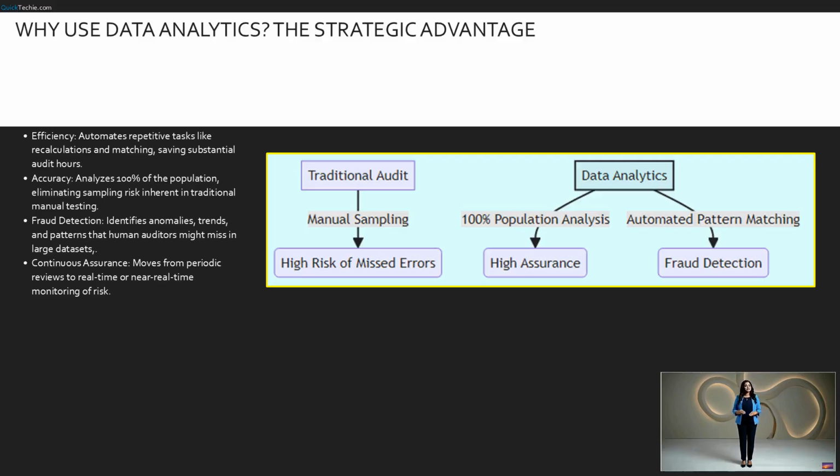This comparison illustrates the shift. On the top, traditional audit relies on manual sampling, which inherently carries the risk of missing material errors. Below, data analytics processes the full population. This leads directly to high assurance, and through automated pattern matching, robust fraud detection. It's a fundamental upgrade in audit quality.